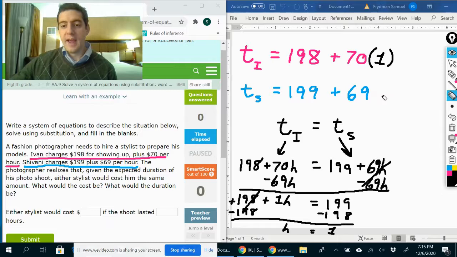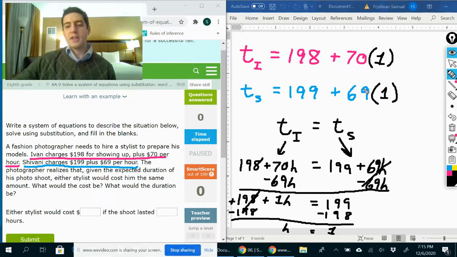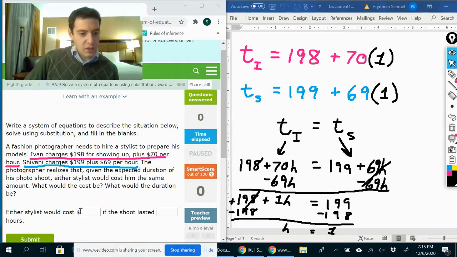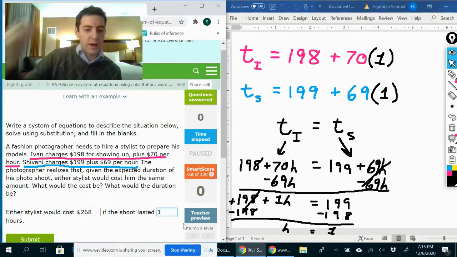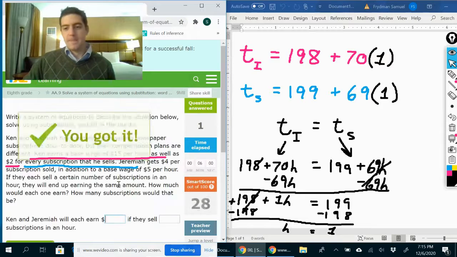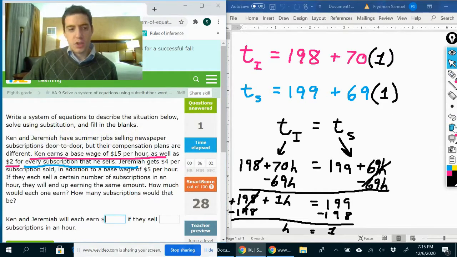What if I were to spend 1 hour at Shivani's salon? If I were to plug a 1 in here, then I get 69 times 1 is 69, and 199 plus 69 is again 268. So both of these people are going to charge me the same amount if I spend 1 hour in either of their salons. Okay, so the answer here is that either stylist would cost $268 if the shoot lasted 1 hour. Okay, that's that. Let's look at the next problem here.